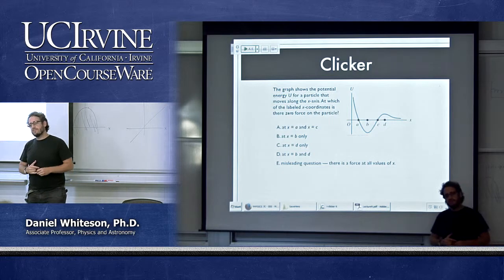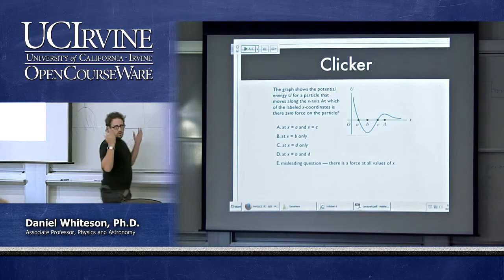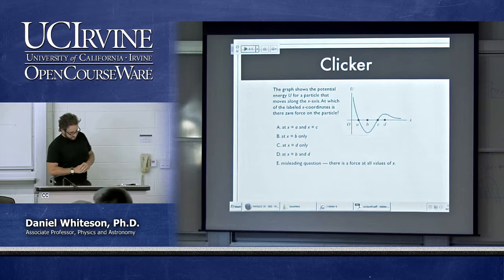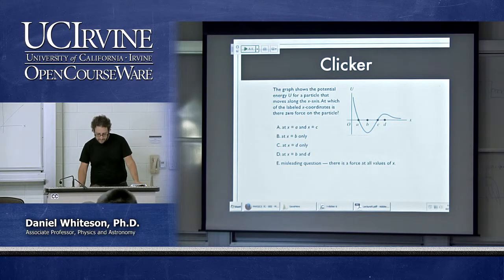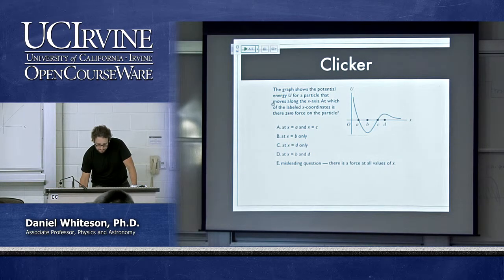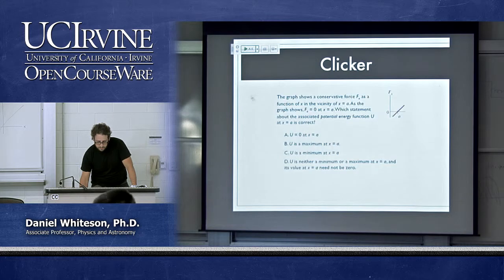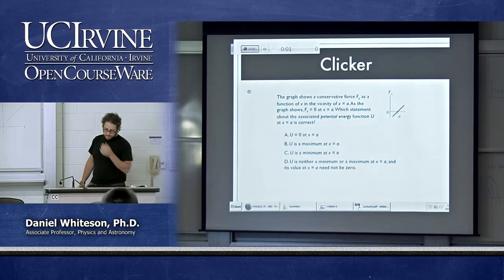Any other questions? Don't overthink the problem, right? There could be supernatural forces. All right. So here the slope is 0, and here the slope is 0. Okay. Let's do another one.